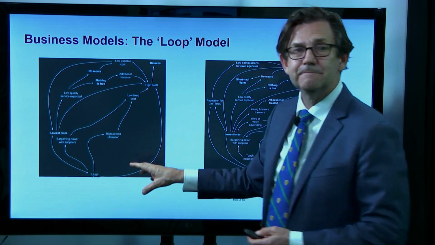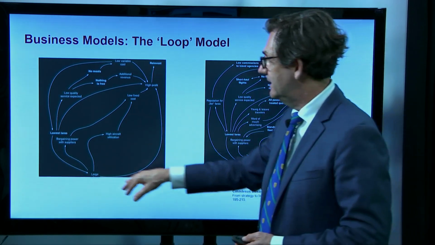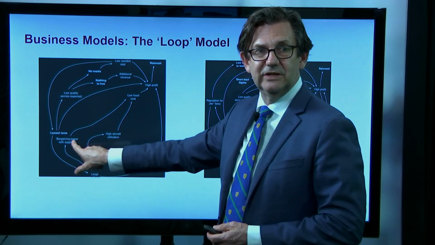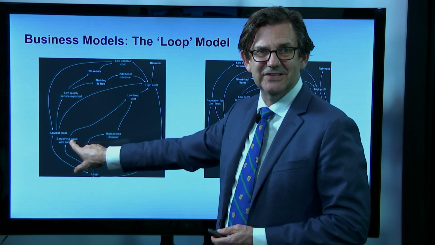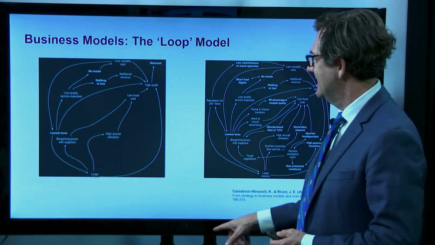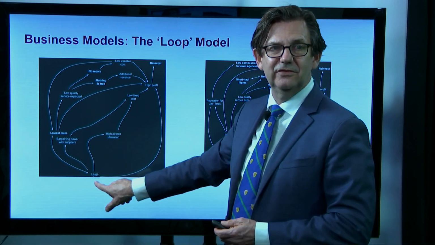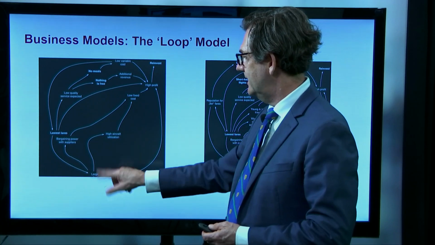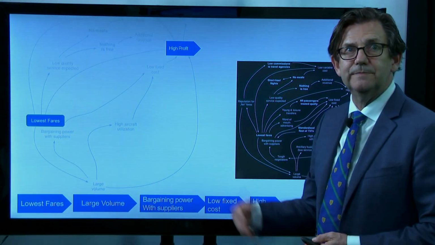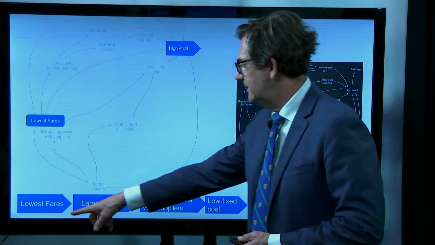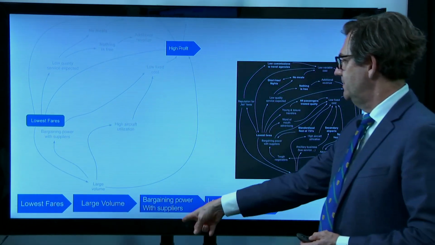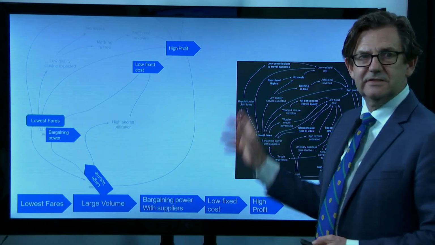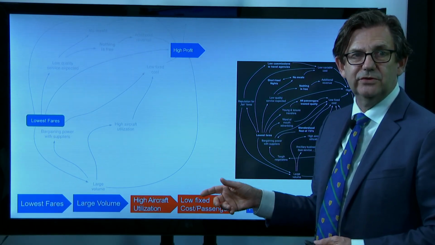In other words, keep the fixed costs extremely low, so use high utilization of aircraft. Be really tough with providers, including employees, and really go for a lot of customers. So this really large volume, and these clearly fit together, the high utilization of aircraft, large volume. So to talk that through, the model is low fares, large volume, bargain with suppliers, keep fixed costs low, go for high profit. So that's model one as we make our way through this loop model.